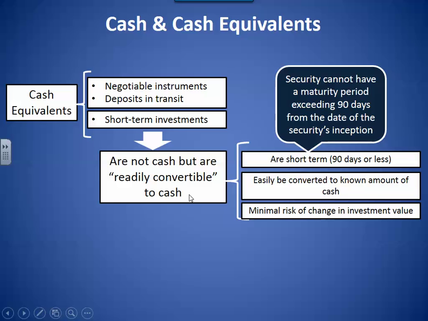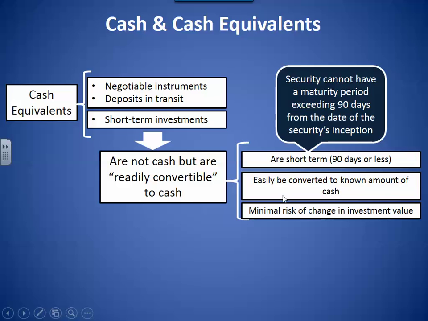There's also some additional characteristics they have to have. They have to be short term. In other words, if they have a maturity date, the maturity date has to be 90 days or less. And it's important to note, and this is where people make mistakes, the security itself cannot have a maturity period exceeding 90 days from the date of the security's inception, which means if you have a security that has a 180-day maturity date and you're in the last 30 days of that 180-day maturity date, you still can't classify that as a cash or cash equivalent.